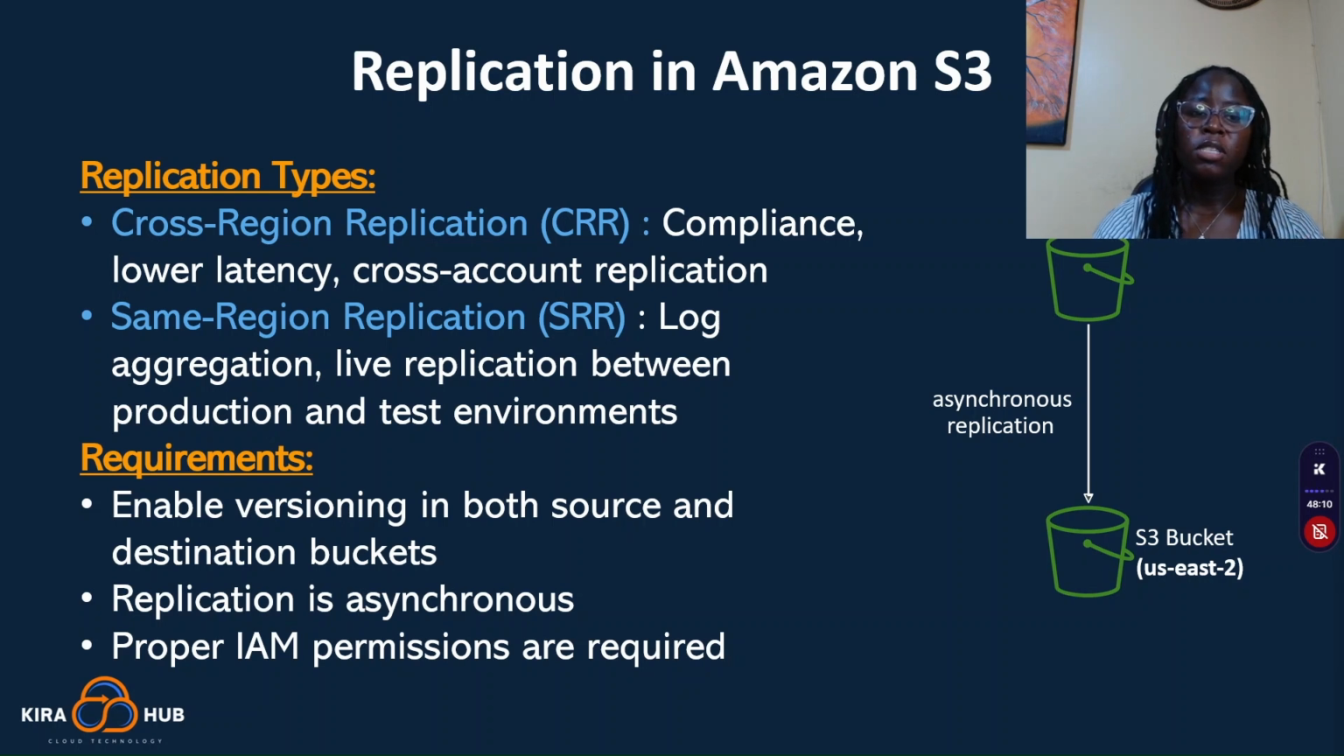So some of the use cases, when we talk about cross-region replication, it's typically used for compliance, making sure that our data is replicated to a different region for redundancy or legal requirements. It also helps with low latency access by placing copies of your data closer to your users in different regions. So cross-region replication is useful when replication is needed across AWS accounts.